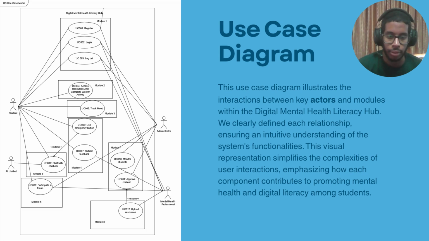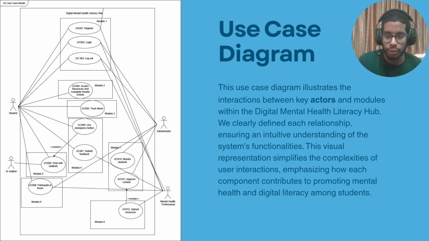The use case diagram helps us to visualize the main components of the system and the interaction with the main actors of the system. It consists of 8 modules. The first module is for authentication, which consists of register, login, and logout, and involves the administrator, mental health professional, and students because they must be authenticated before entering the system. Module 2 allows the student to access the mental health resources and also complete a weekly activity provided by the system. Module 3 is for tracking mood, allowing the student to enter their mood for each day.